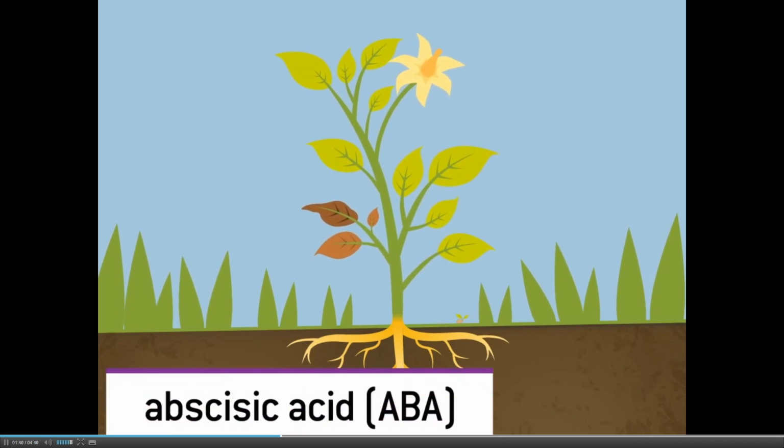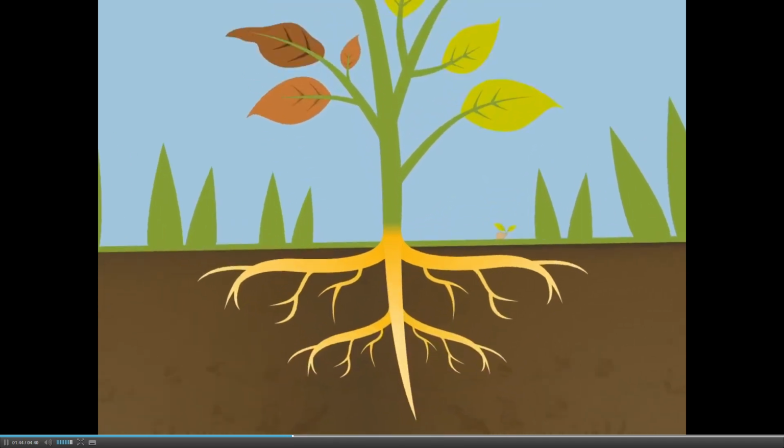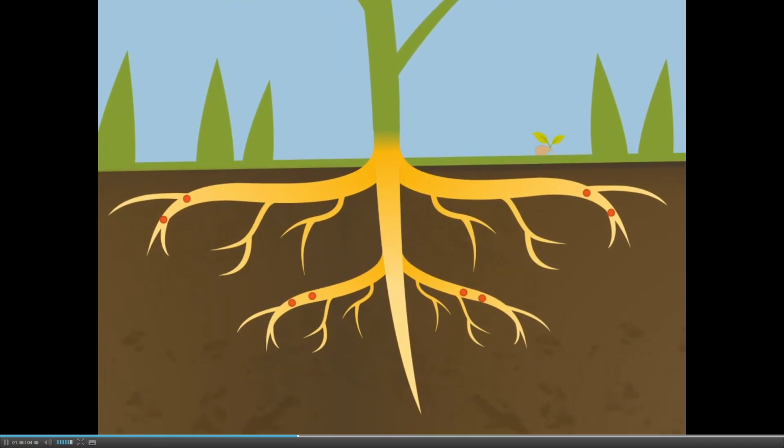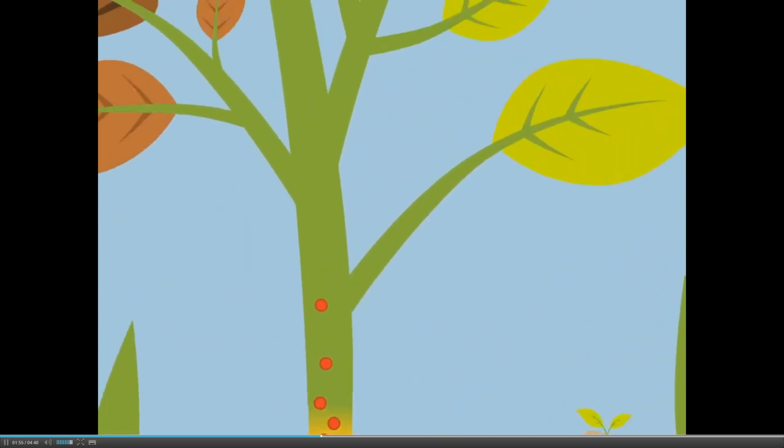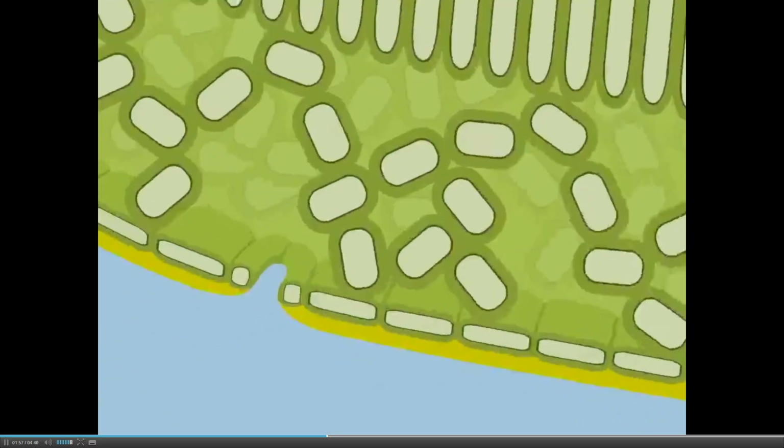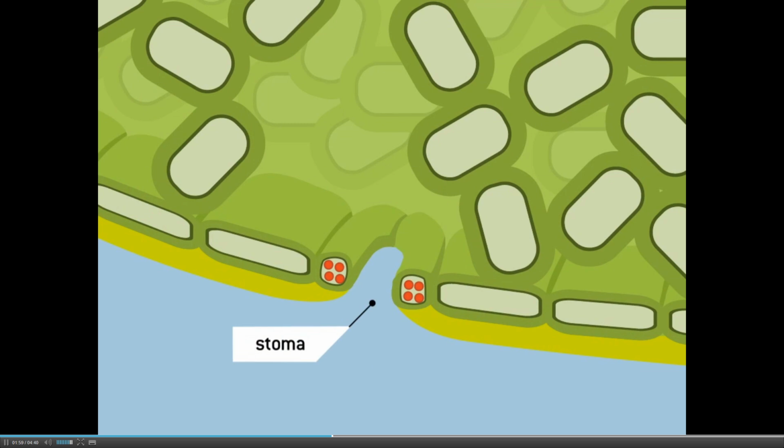Abscisic acid has many roles, including slowing or inhibiting growth and closing stomata. It begins to accumulate when a plant experiences stress, such as low water levels in the soil. In a drought, abscisic acid is produced in the roots and travels up the plant to the leaves where it accumulates. High levels of abscisic acid stimulate the stomata to close and so reduce water loss.